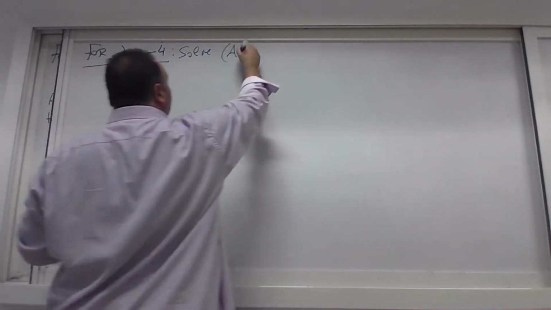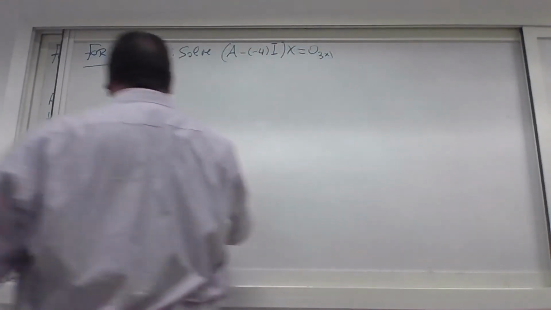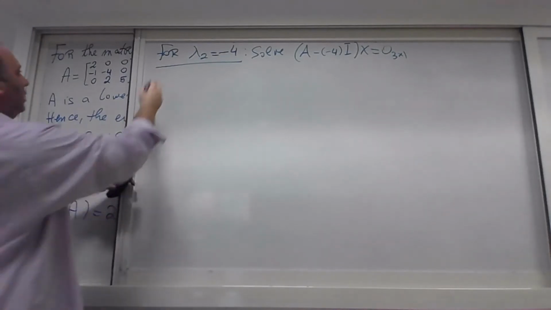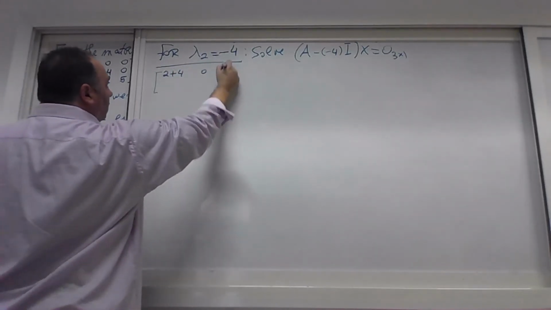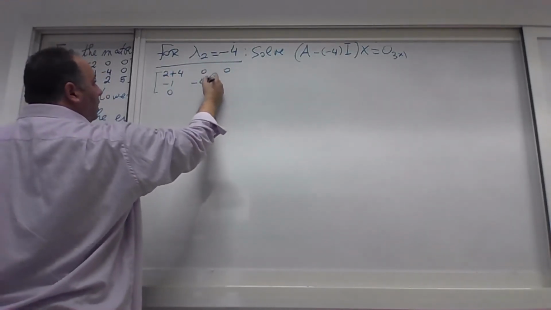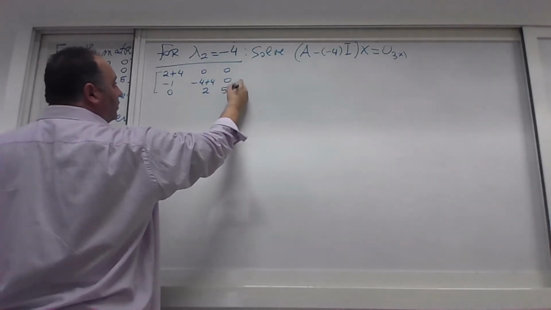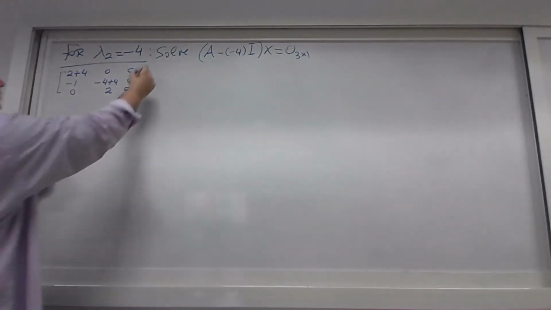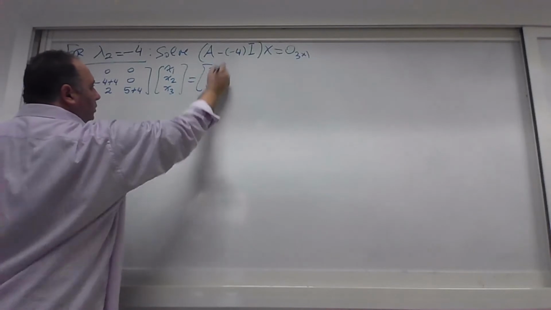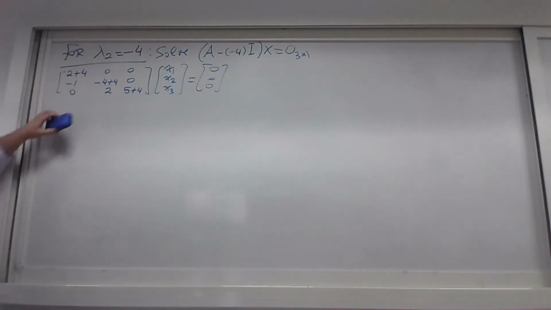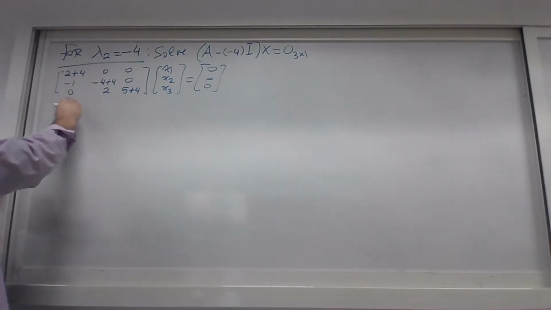Solve (A minus minus 4 identity) x equal to 0, 2 by 1, right? So I'll write the system. It's 2 minus minus 4, so it's plus 4. So negative 4 plus 4, 2 and 5 plus 4, right? So x1, x2, x3 equal 0, 0, 0. Okay, go. Obviously, we know that the determinant of this matrix is 0 because we have 0 here. It needs to be, otherwise, we are in trouble.